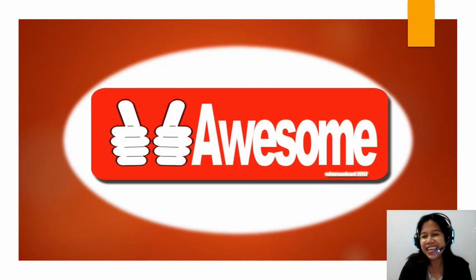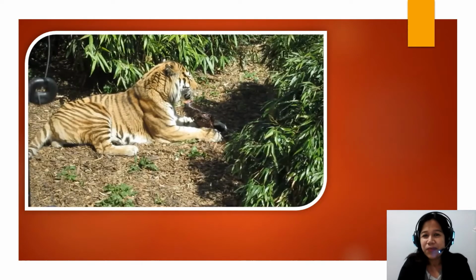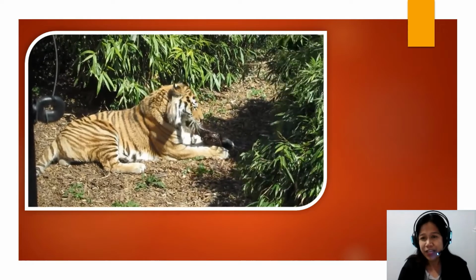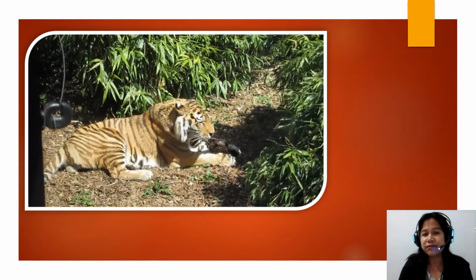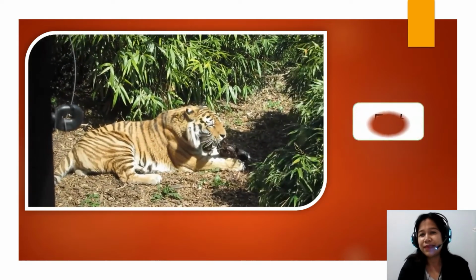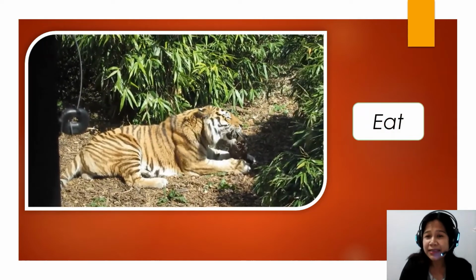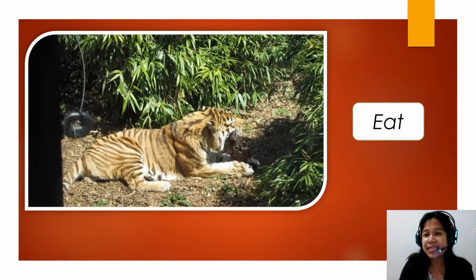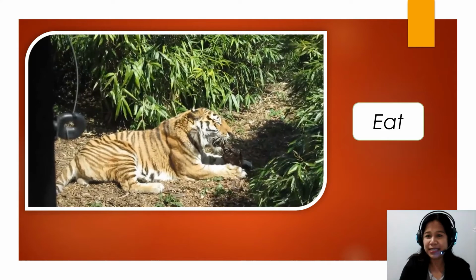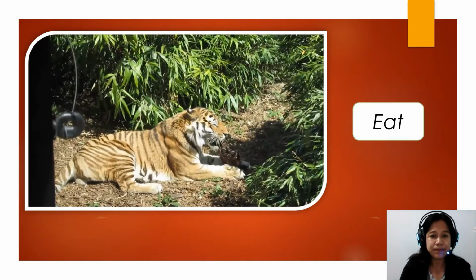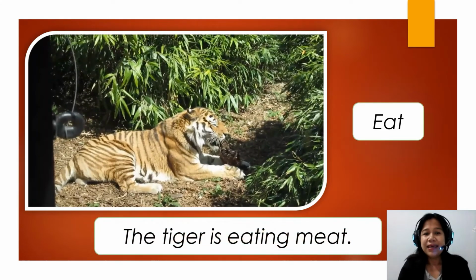The game is over. You are awesome. Let's try some more examples. Study the video. What is the action? Yes, the action is eat. Now let's try to use eat in the sentence. The tiger is eating meat.